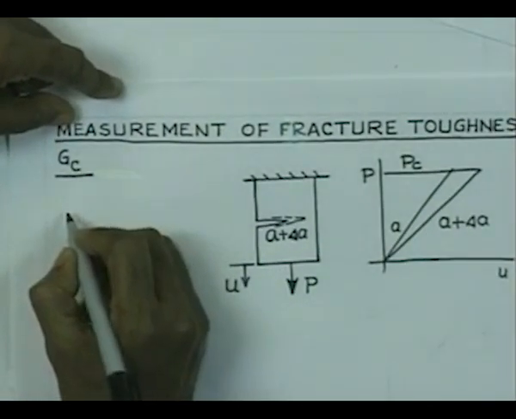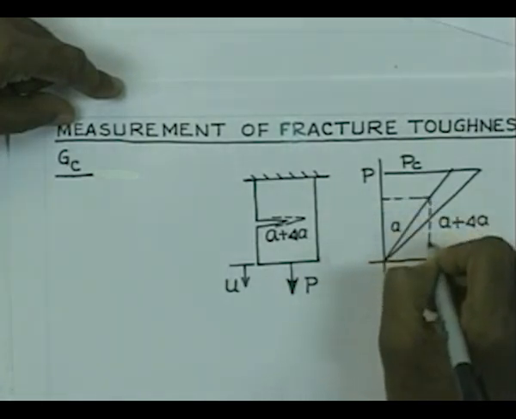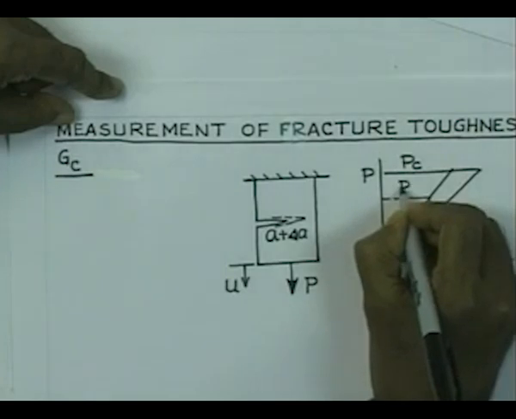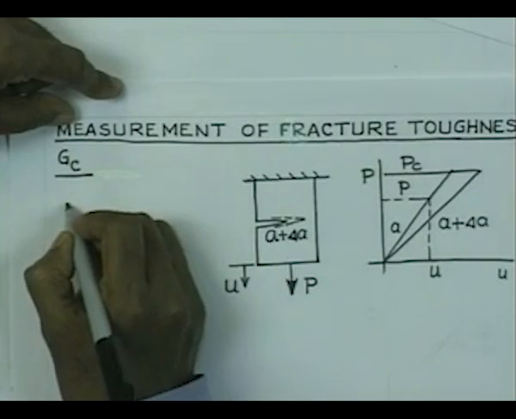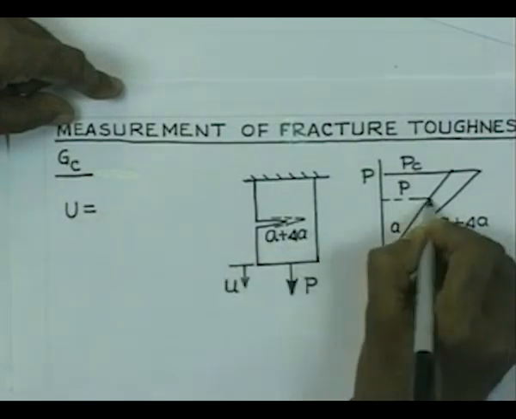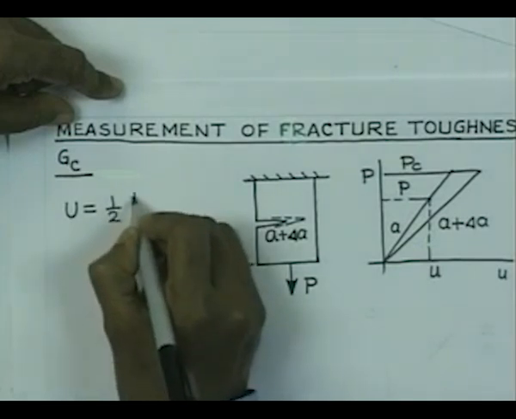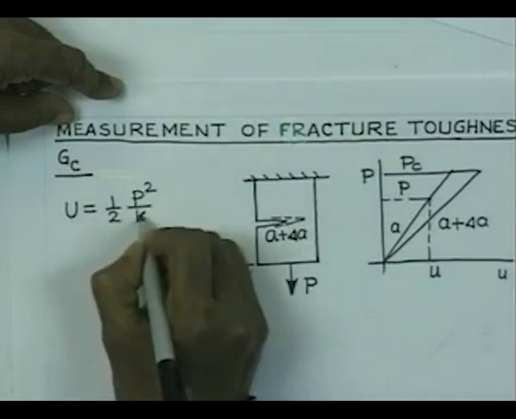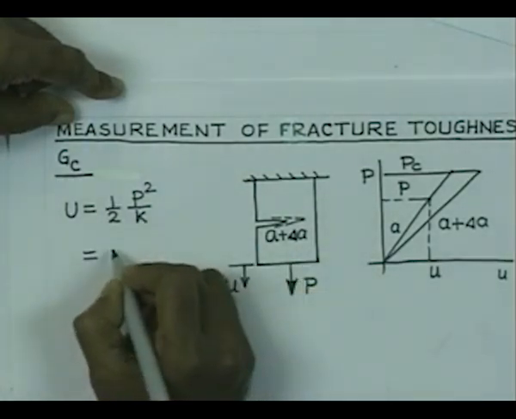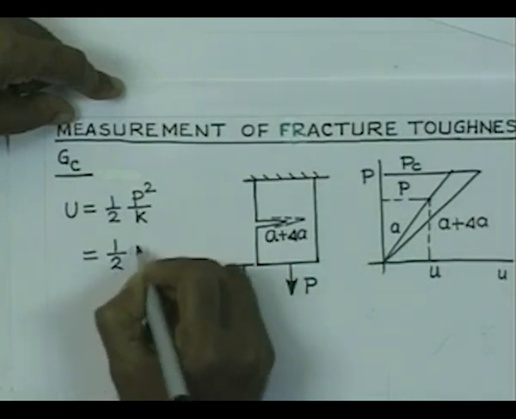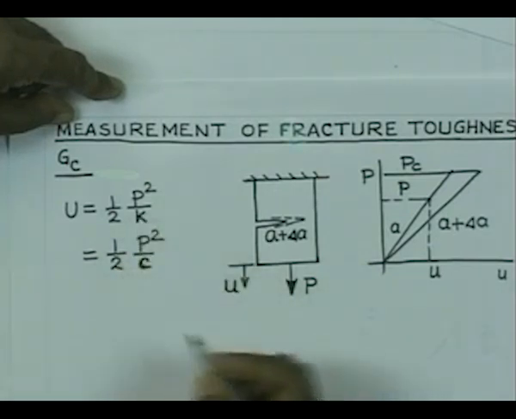If we calculate the strain energy at any level, suppose we just consider this level of the loading, let us say P, and this is the deflection u, then the strain energy at this point is nothing but half P square by K, where K is the stiffness of this component. If we make use of the compliance, then this is nothing but half P square by C, where C is known as compliance and it is the reciprocal of stiffness.